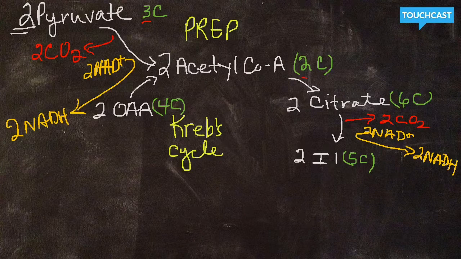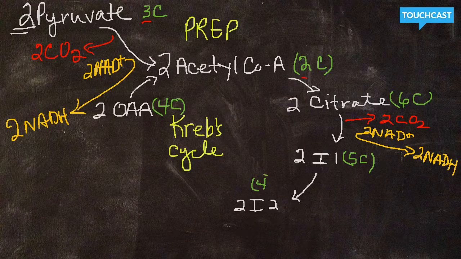Okay, and then we are going to take our intermediate 1 and convert it into intermediate 2, so we get 2 molecules of intermediate 2. Again, we have lost carbons because this is a 4-carbon molecule, so we have to lose 2 more molecules of CO2.